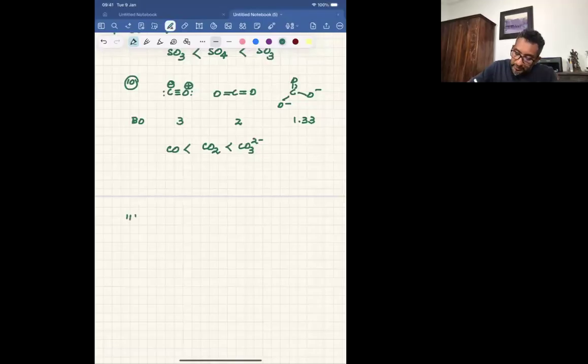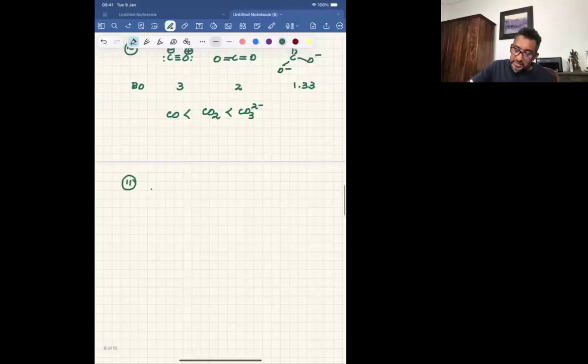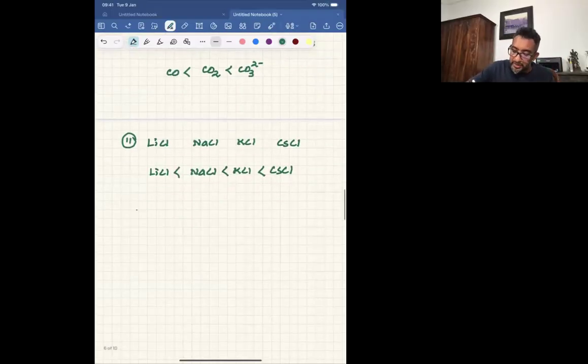Question number 11. It says lithium chloride, sodium chloride, potassium chloride, cesium chloride. Chloride is the same, right? And lithium chloride is the shortest. Sodium chloride is larger down the group. Potassium chloride is even larger. Cesium chloride is even larger. So since they are all different atoms, you have to consider the position in the periodic table.